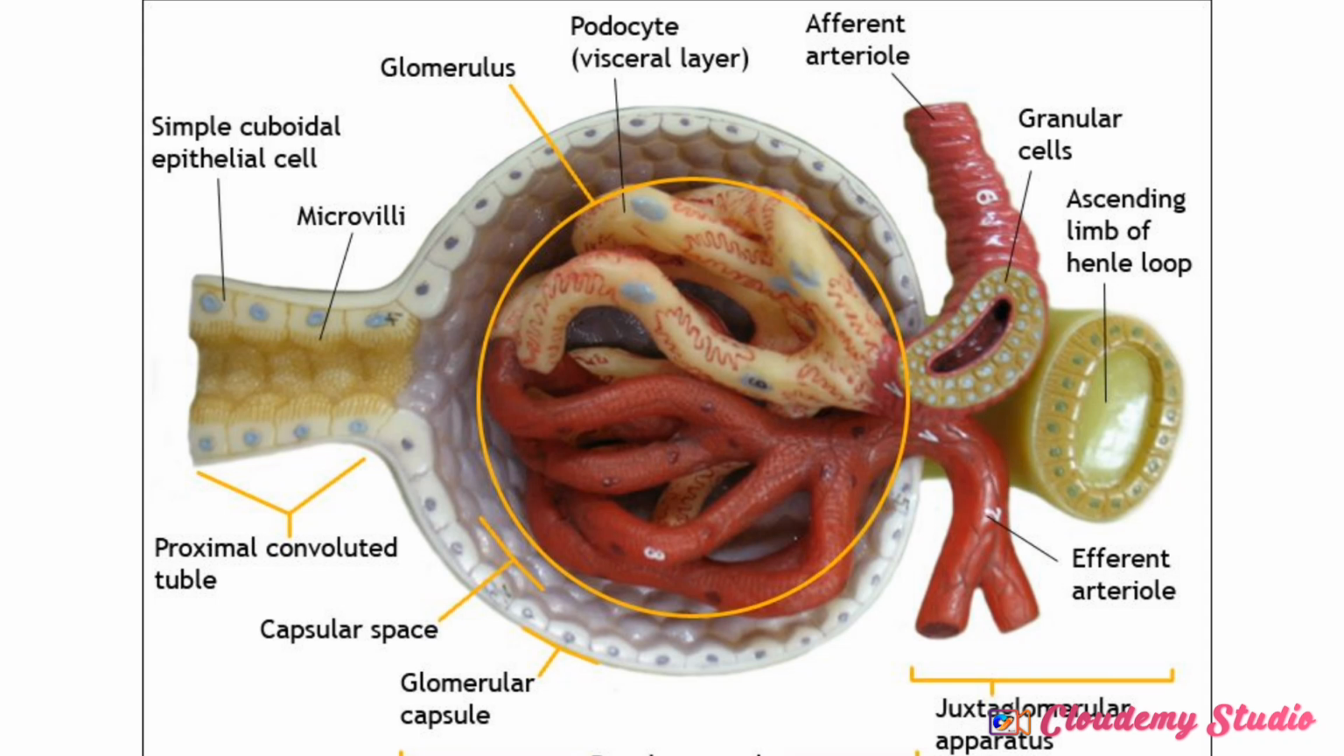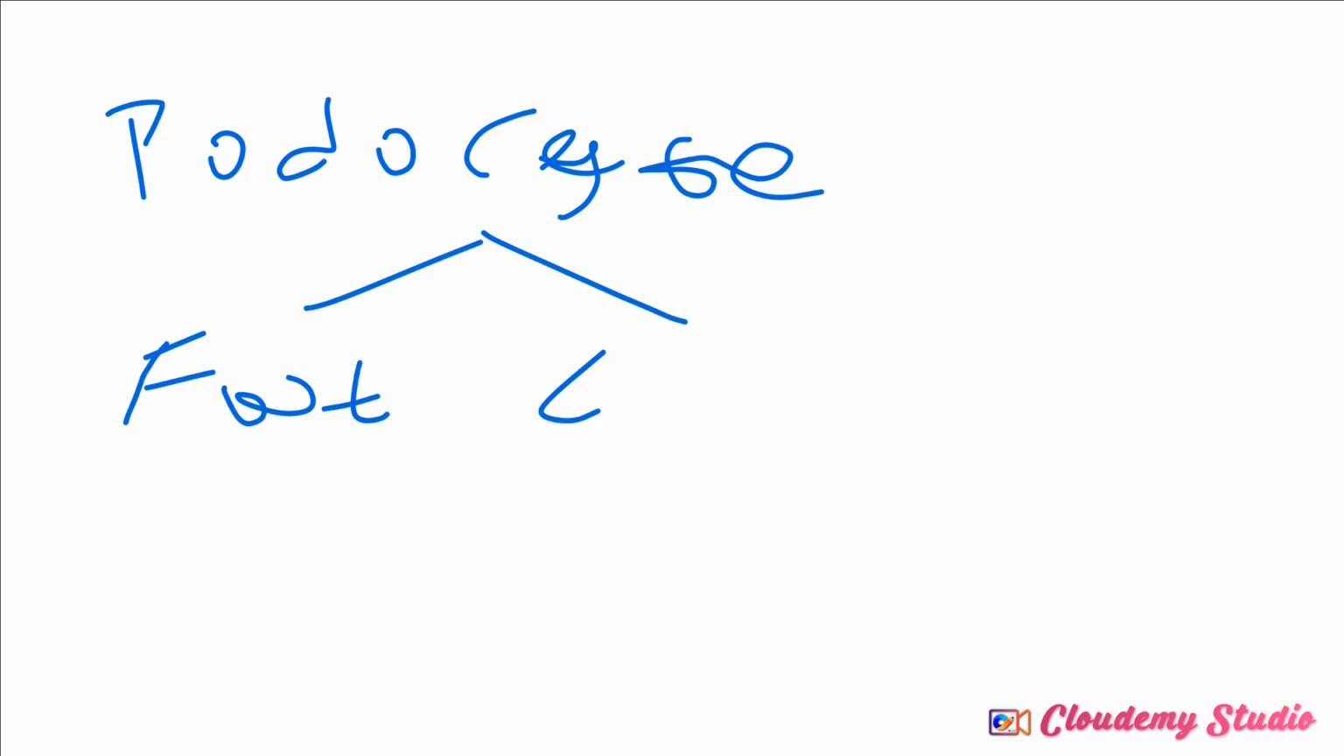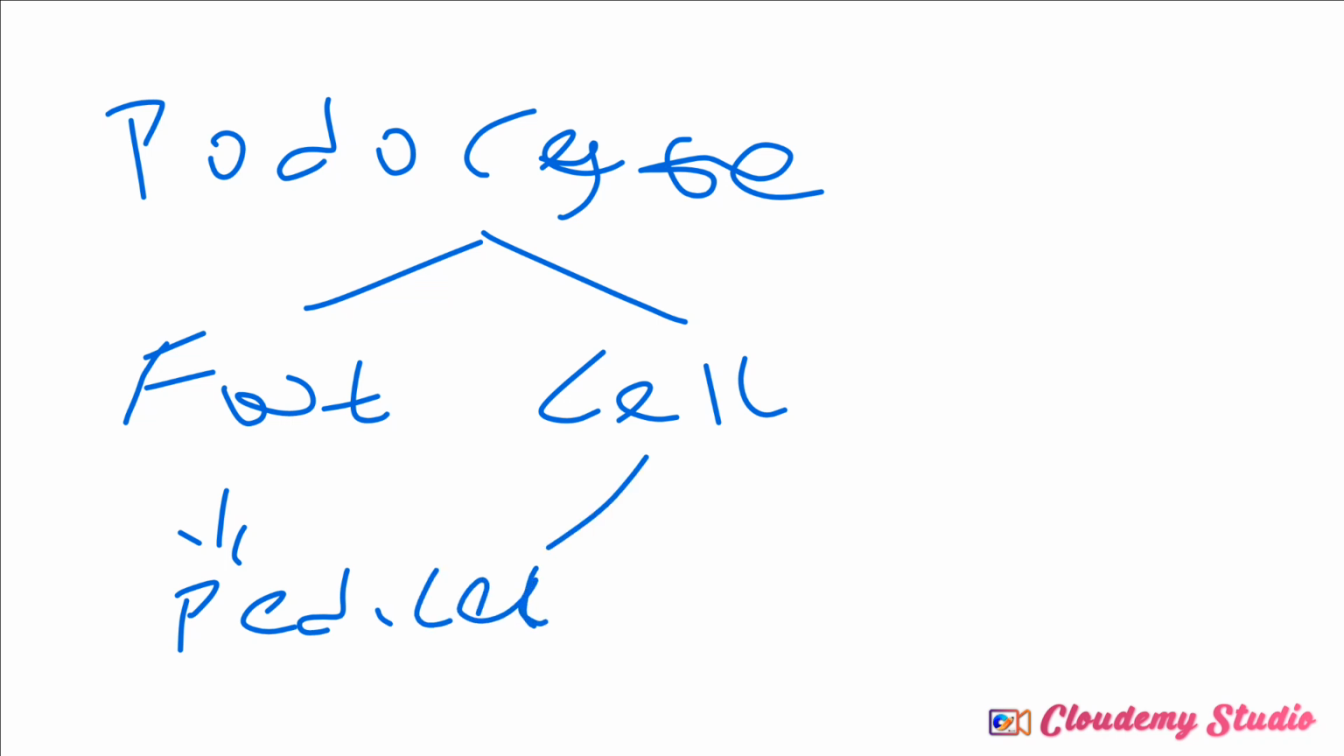Now remember I told you that we have something around this place. We call it podocytes, right? So what are podocytes? Podocyte comes from the word podo and cyte. Let me write that down. Podocyte means foot cell, or should I say pedicel cell. That is, a cell with many pedicels.